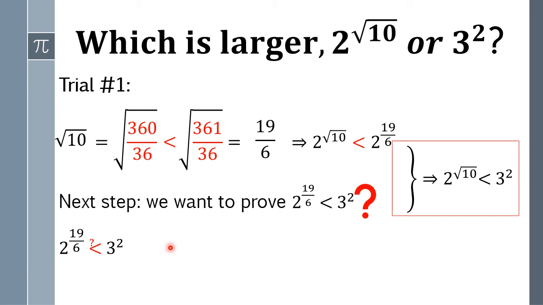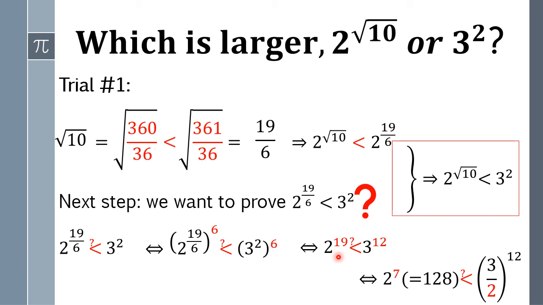In this expression, we apply the 6th power to both sides. Then we divide both sides by 2 to the 12th power. Then the question becomes, which one is larger, 2 to the 7th power, which is 128, or 3 over 2 to the 12th power? This is similar to what we did in the last video. We will use binomial theorem to estimate the approximate value of this number.